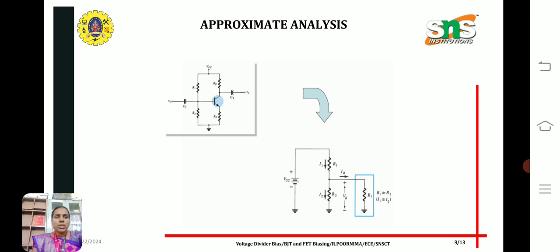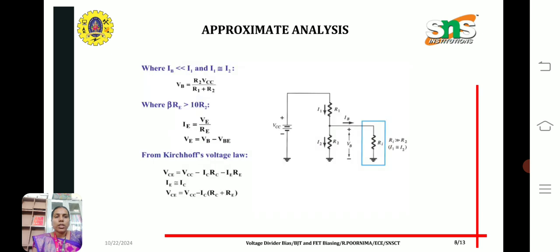For approximate analysis, we consider R1 greater than R2. By applying this condition, we can derive the approximate analysis, where IB is much less than I1, and I1 is nearly equal to I2. So we get VB equal to R2 into VCC divided by R1 plus R2, where beta into RE is greater than 10 R2. From this we get the emitter current as VE divided by RE, and VE is equal to VB minus VBE. From Kirchhoff's voltage law, we obtain VCE equal to VCC minus IC into RC minus IE into RE. So VCE is calculated as VCC minus IC into RC plus RE.